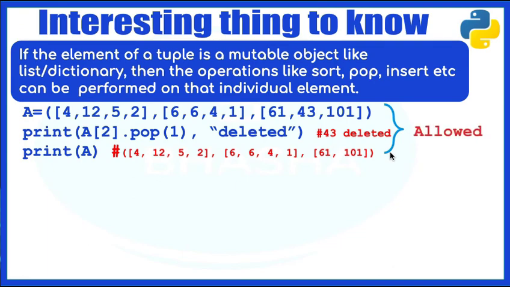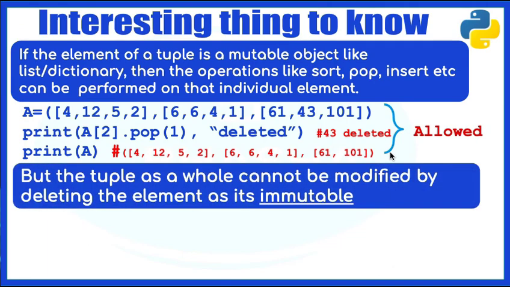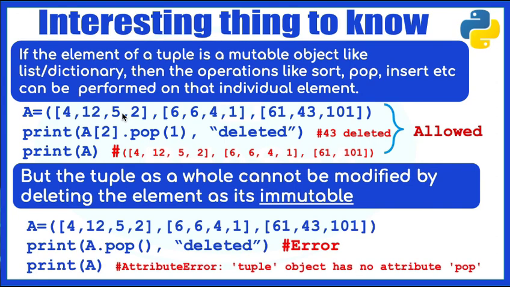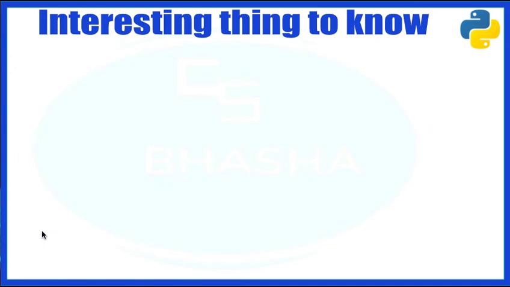So let's take another example. This part is definitely allowed, but the tuple as a whole cannot be modified. That's what I'm talking about, because deleting a complete element is not allowed in an immutable tuple. If I want to delete 4, 12, 5, 2 as a complete element, that is not allowed. So when I say A dot pop to delete the last element, it is not allowed at all. You will see an attribute error saying that it does not have an attribute pop, since you're trying to use a pop function with A, which is a tuple. So that's something interesting.